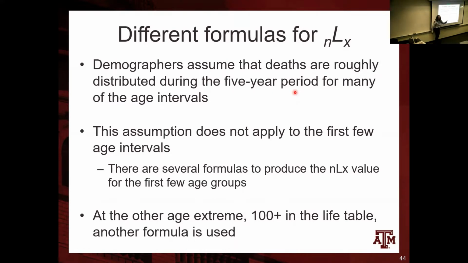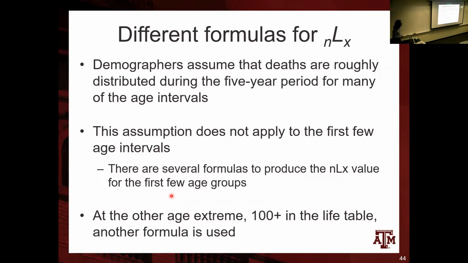But this assumption does not apply to the first few age groups. So there are several formulas to produce the LXN value for the first few age groups, because the first age groups, such as 0 to 1, 1 to 4, when children die, they die closer to the first ages of those age groups. Those children that die between 0 to 1 are usually related to more genetic diseases, and they are much closer to age 0 than to age 1. The same thing between 1 and 4. Children, whenever they die in that interval, they die closer to age 1 than to age 4.